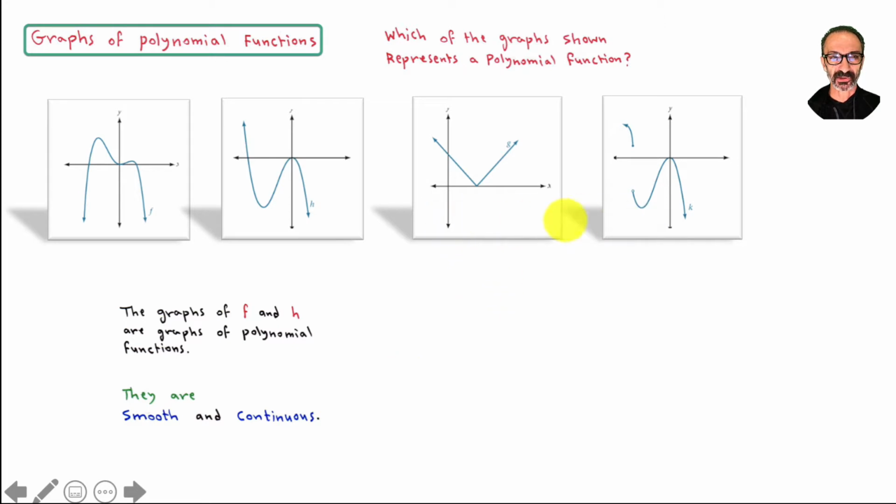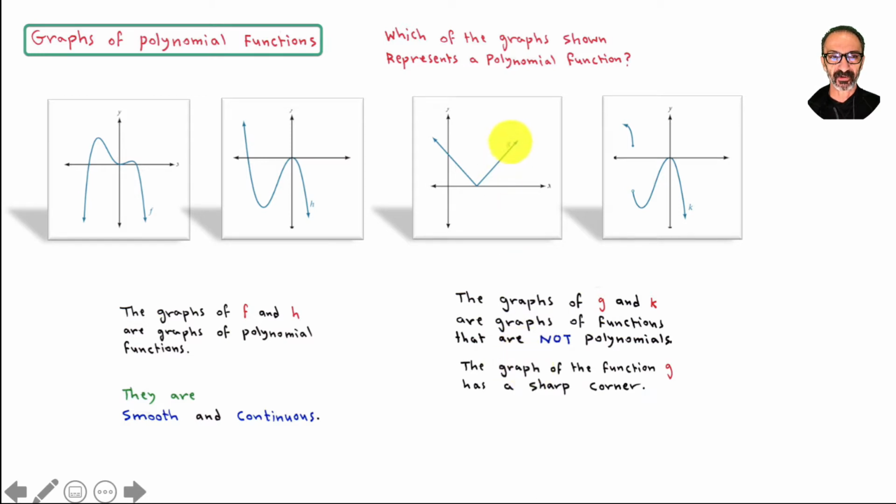Now let's look at these ones. They are a little bit different. These two are not polynomials, and here's the reasons. The graphs of g and k are graphs of functions that are not polynomials. The graph of the function g right here has a sharp corner. It's not a polynomial. This graph right here, the function k, is not continuous. So that's what we're talking about with polynomials as graphs.